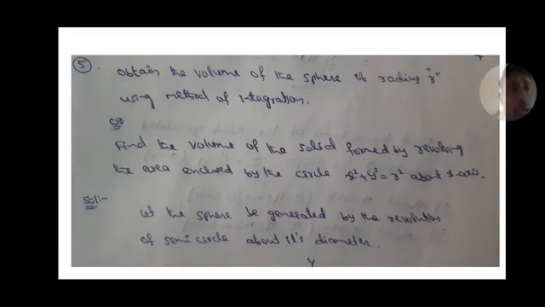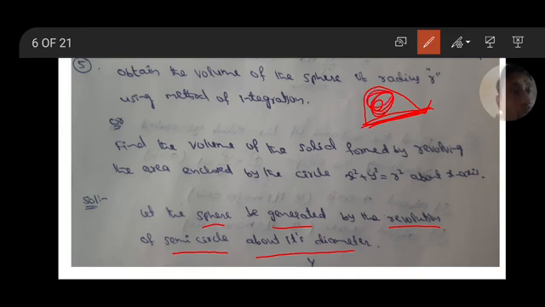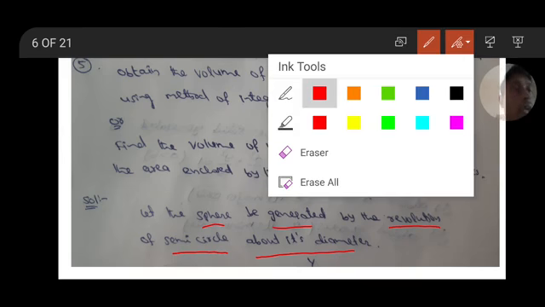If a circle is revolving about the x-axis, then we get the sphere. So first of all, in this proof, let the sphere be generated by the revolution of the semicircle about its diameter. Suppose this is the semicircle and this is the diameter. If this semicircle revolves about its diameter, then a sphere will come.